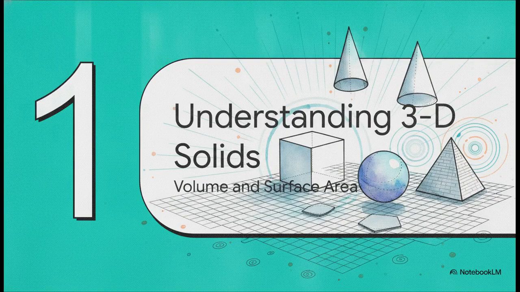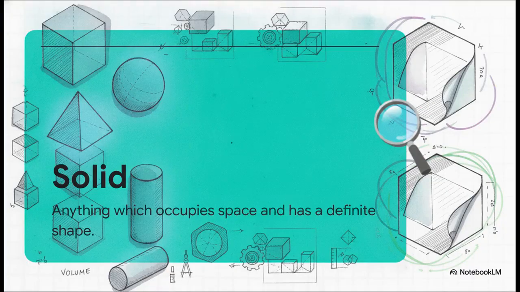All right, part one, understanding 3D solids. So let's ground ourselves with a few core definitions straight from the source. A solid is simply anything that occupies space and has a definite shape. Simple enough, right? And once we have a solid, two fundamental properties emerge. First up is volume. Think of this as the internal capacity or the actual physical space that the solid takes up. The second is surface area. That's exactly what it sounds like. It's the total sum of the areas of all the outer surfaces wrapped around that solid, the whole shebang.